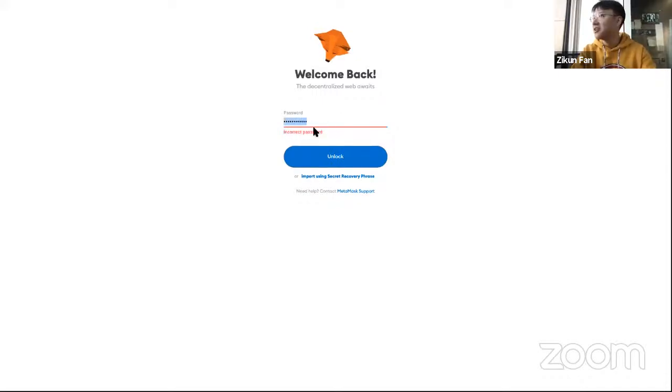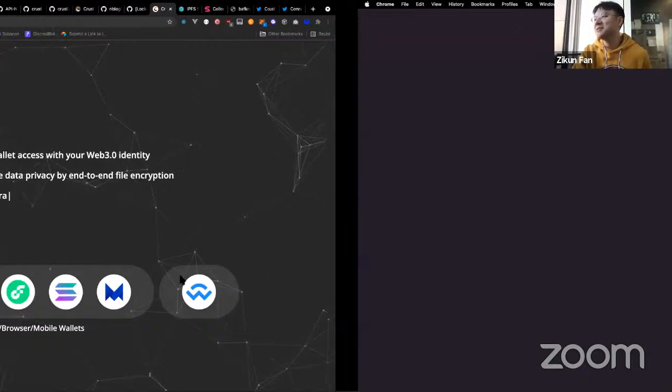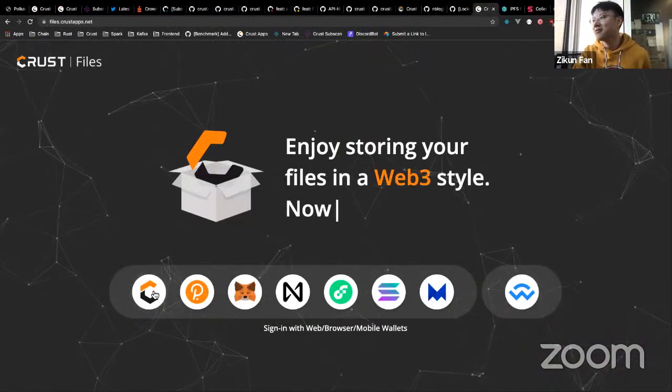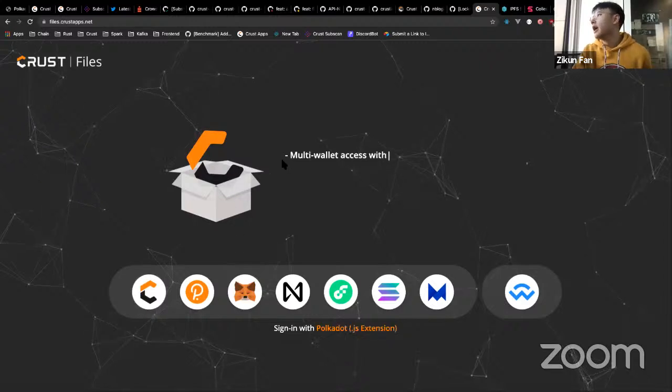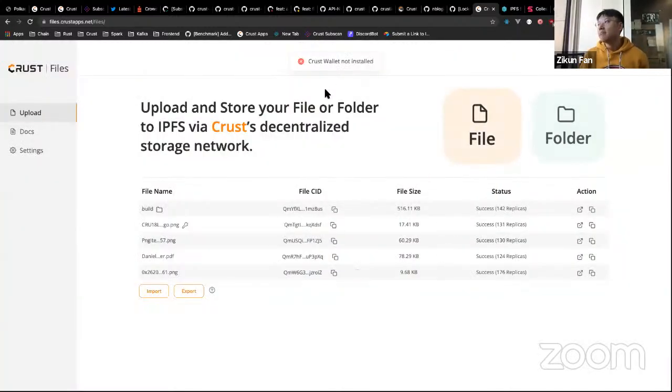Let's just log in with the Polygon account, which is... Oh, sorry guys, I forgot my MetaMask password. So let me just demonstrate it with Crust. Okay, so I logged in with my Polkadot based account, and you can see this is very clear and easy for you to use, and you can upload a file or a folder. And that folder function is amazing because we can just upload our dApp build results and do the front end hosting. And let me just do this with a file.